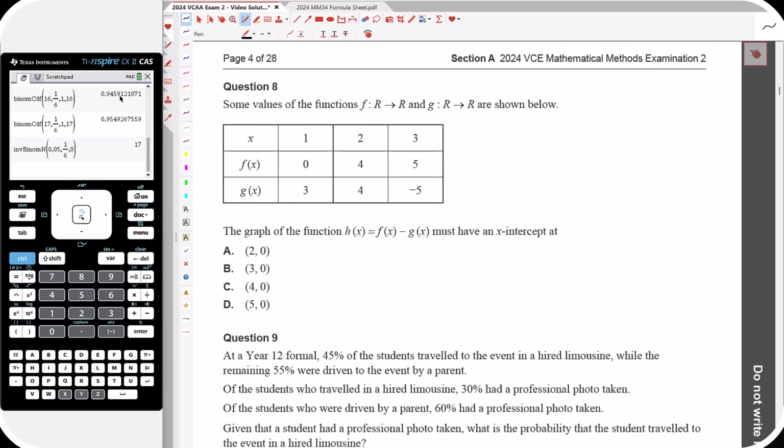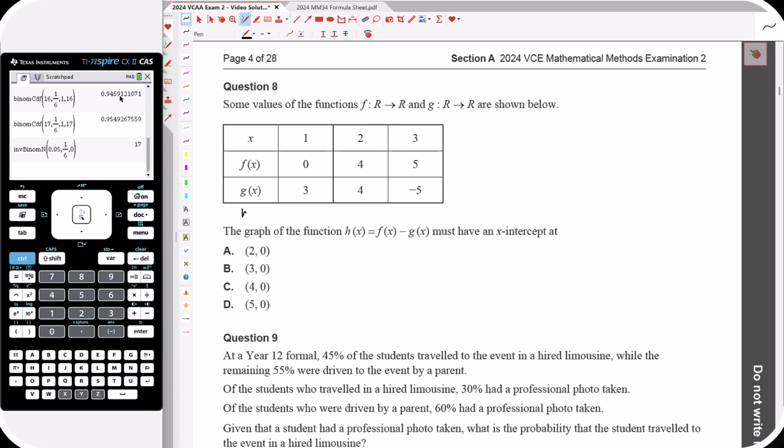Some values of the functions f and g are shown below. Okay, so we've essentially got a lot of points on each of f and g. The graph of the function h of x, which is f of x minus g of x, must have an x-intercept at which of these?